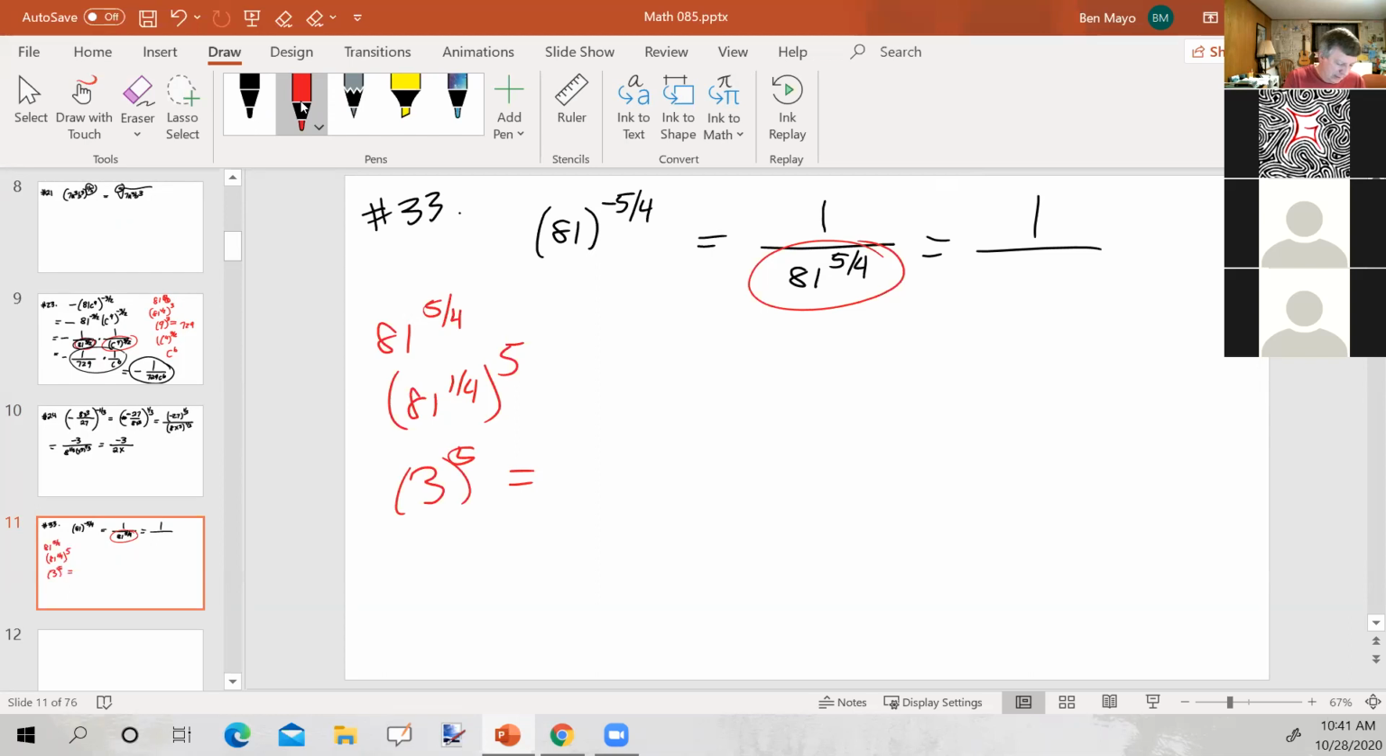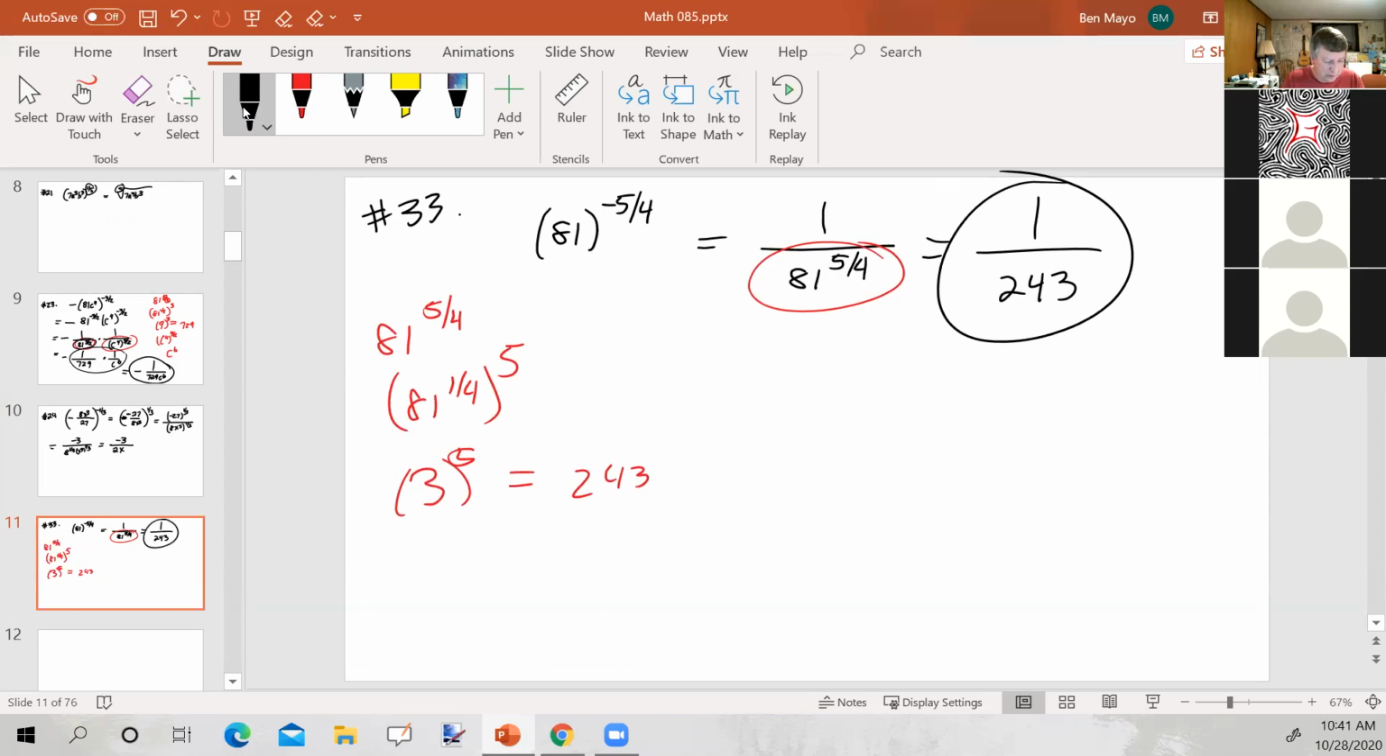And let's see what that is. 3 to the 5th power is 243. So our final answer is 1 over 243. Questions there?